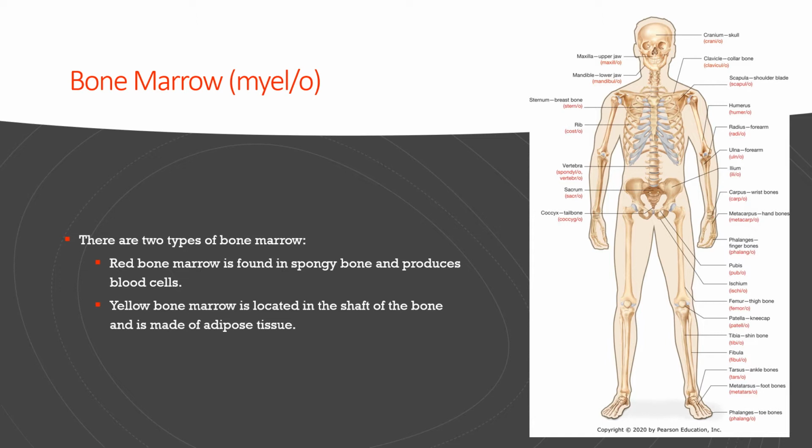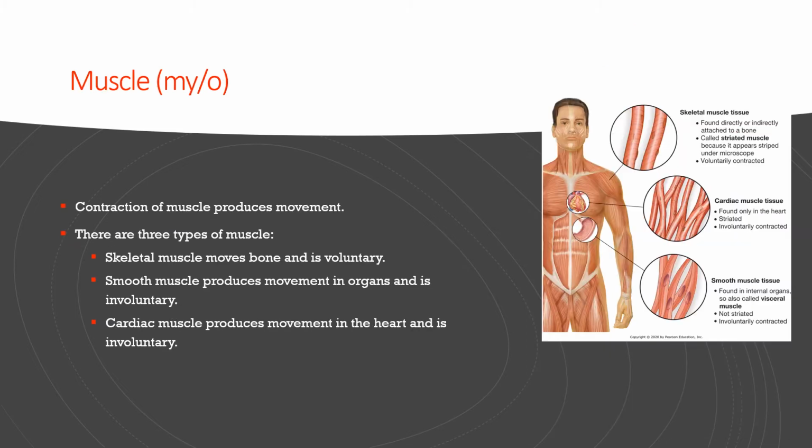Yellow bone marrow is located in the shaft of the bone. So if you look at a femur, you can see that long shaft, and inside that you have yellow bone marrow, and that is made of adipose tissue. What is adipose tissue? Fat cells.